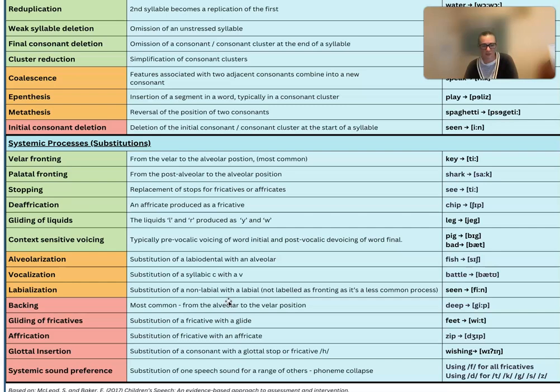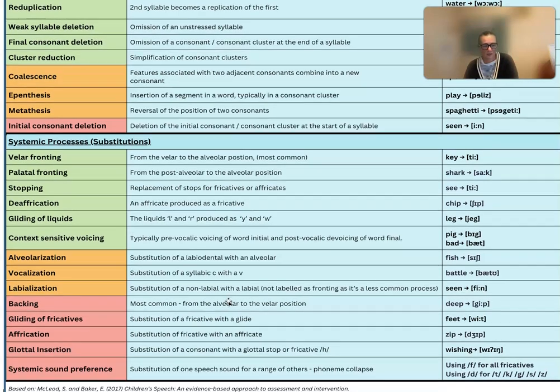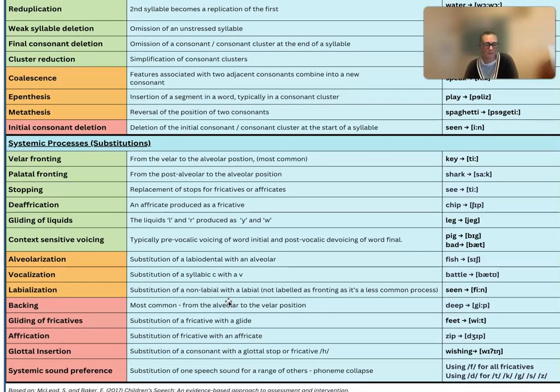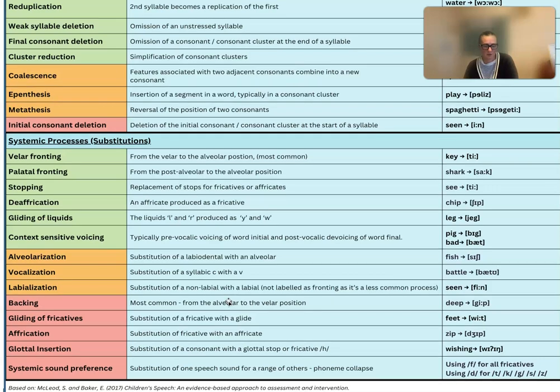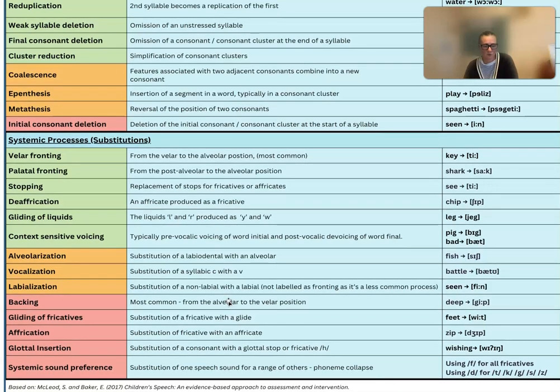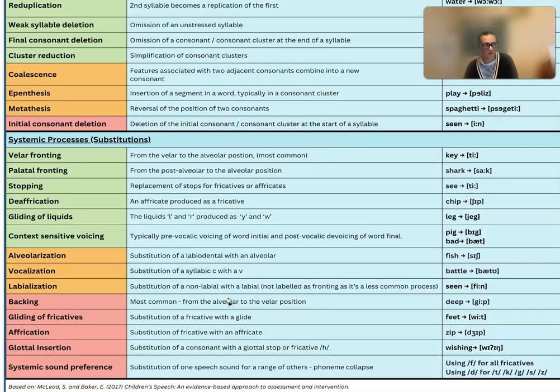So that's their example there. So seen to feen. Then you've got quite a number of these atypical processes down here, which are systemic, the substitutions. There's obviously more than this, and there's a lot more children who might have idiosyncratic processes, so ones that they just use themselves that you've never heard before, that a child is just doing on their own.